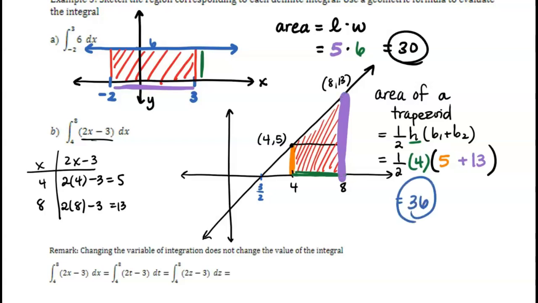And remember, we can always check these answers because we should be able to calculate that definite integral in our calculator and still be getting 36.